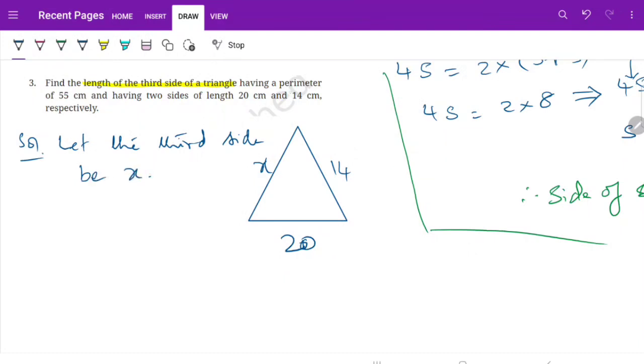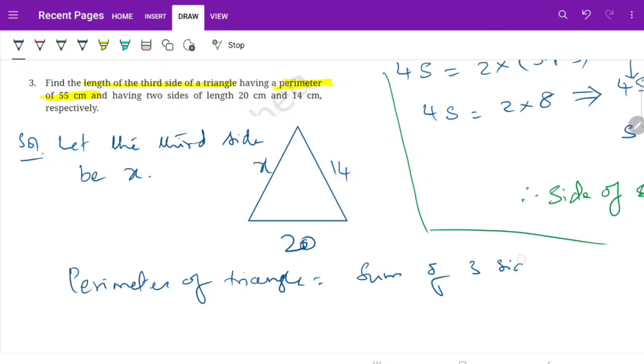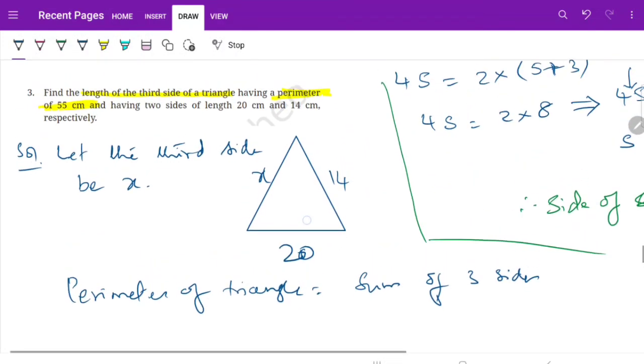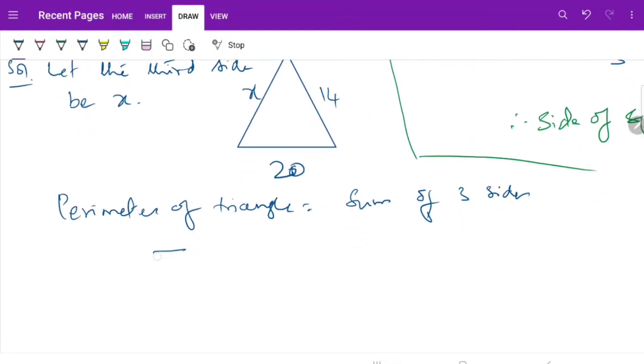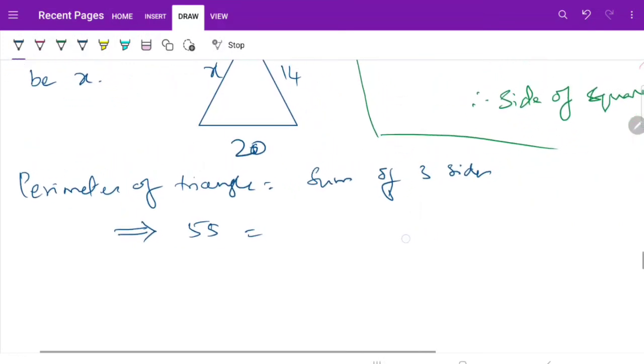Now, perimeter is given to us as 55. What is the perimeter of the triangle? Perimeter means the sum of the three sides. So we write the formula for the perimeter of the triangle. Perimeter of triangle equal to sum of three sides. Now perimeter is 55, it is already given. So the left side value we already have from the question: 55 is equal to the sum of the three sides.